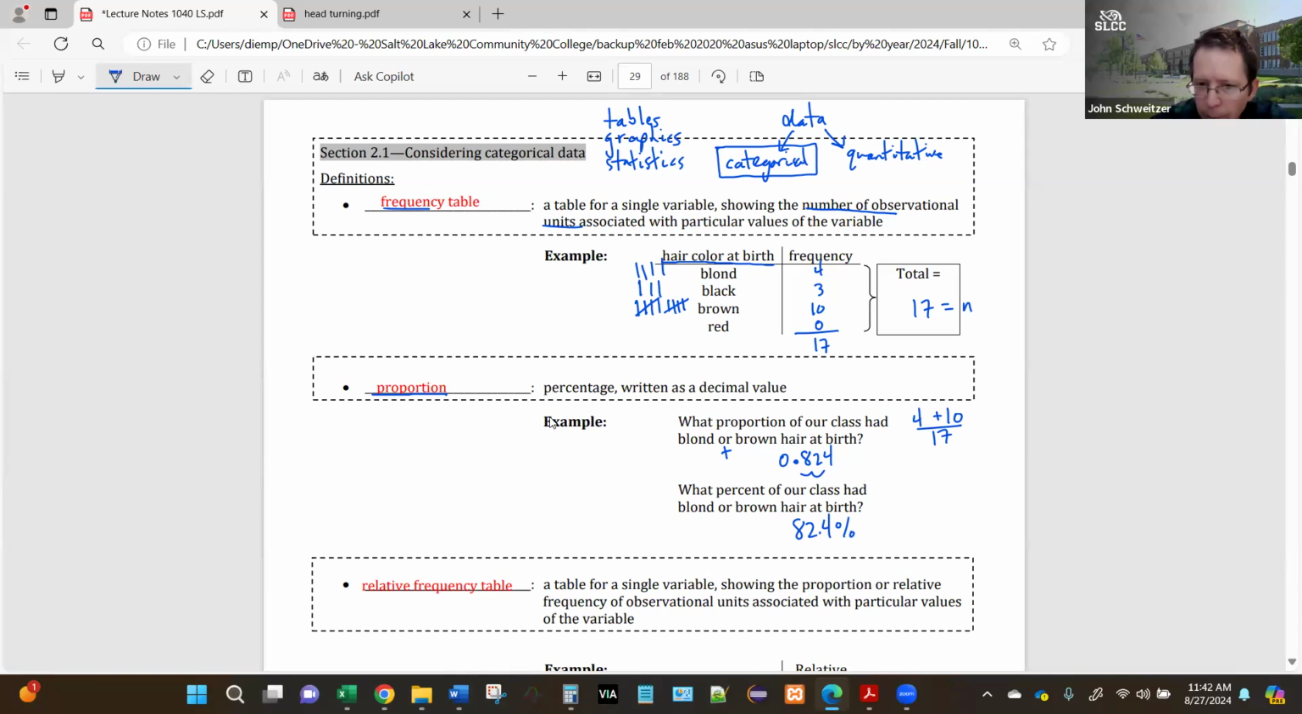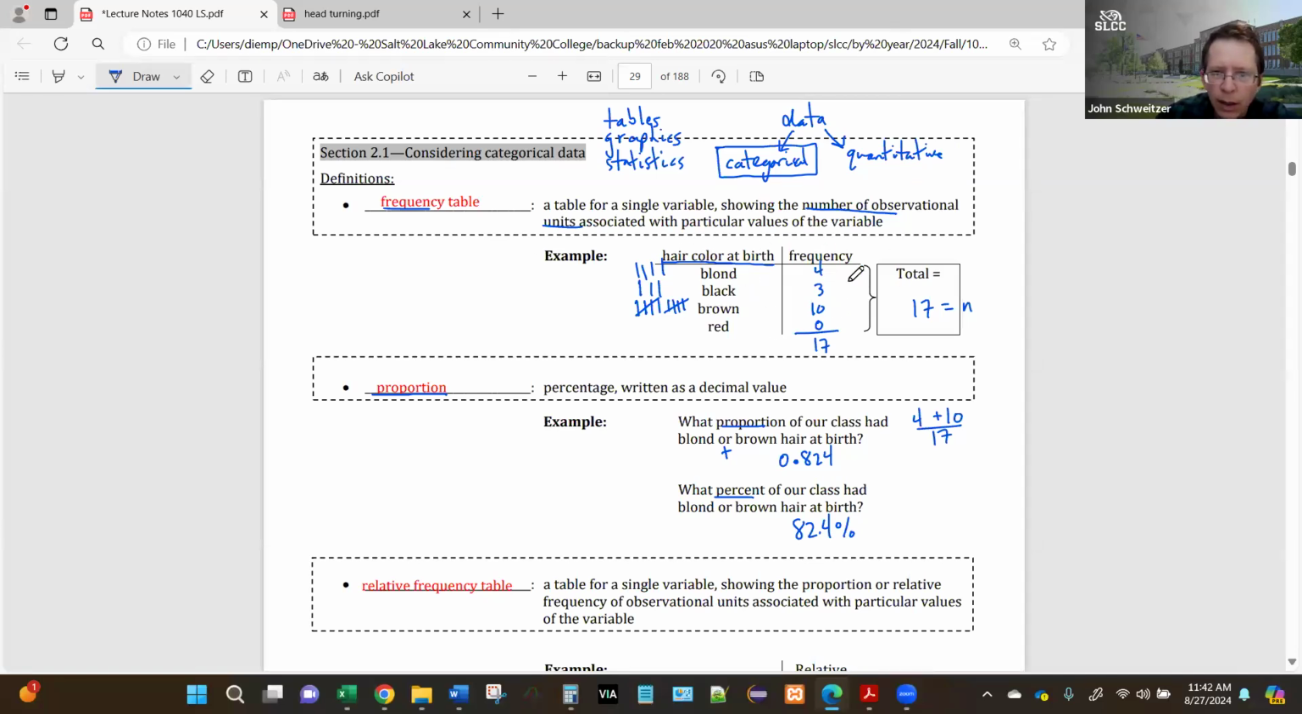Okay. What's better, percentages or proportions? Well, they're both very good. If I'm reporting results to somebody, I would probably use a percentage. If I'm doing mathematical arithmetic calculations, I would usually use a proportion. Okay. Great. Any questions there? So that's nothing too complicated here.